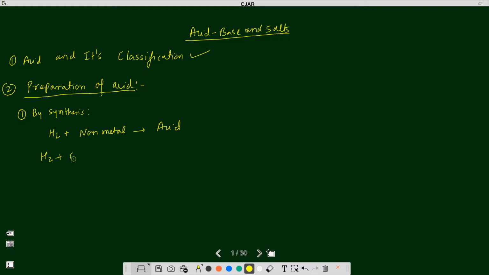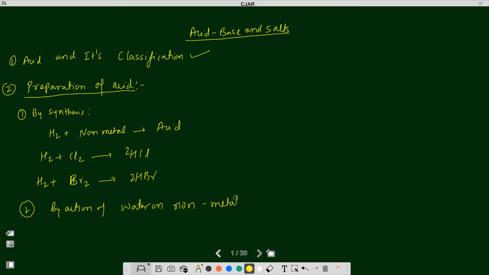For example, H2 plus Cl2 gives HCl. H2 plus Br2 gives HBr. And both are acids. Understood? Now the second method is by action of water on non-metallic oxide. For example, here I'm taking SO3.